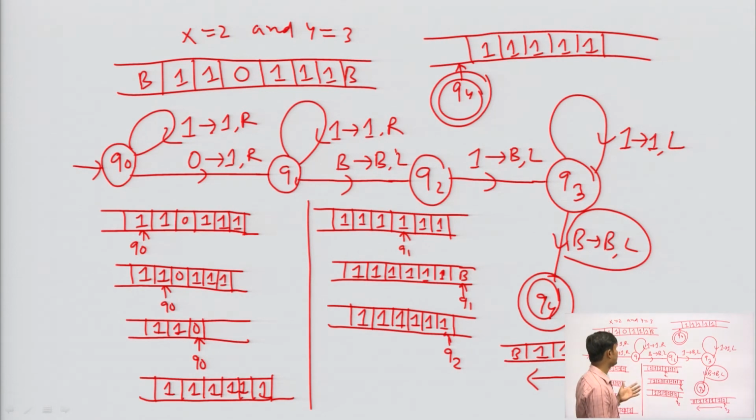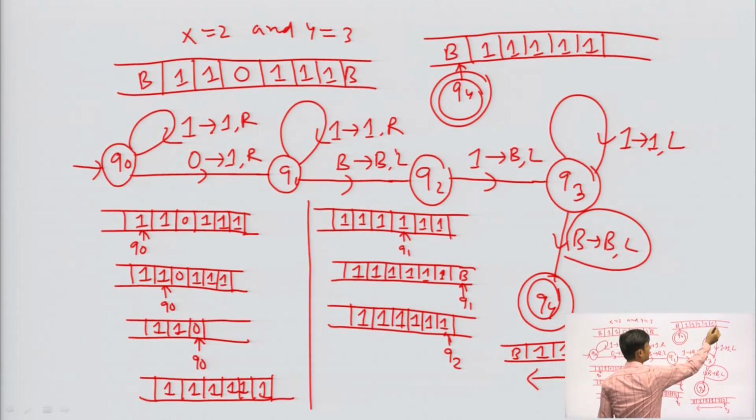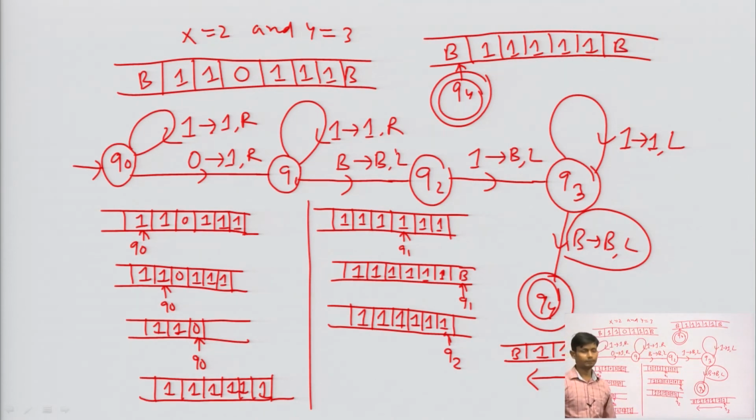So, when we add this 2, it gives 5, then 5 is there in your output and both sides will be blank. So, in this way you can do multiplication, subtraction, division, all the computing functions can be done by this Turing machine.